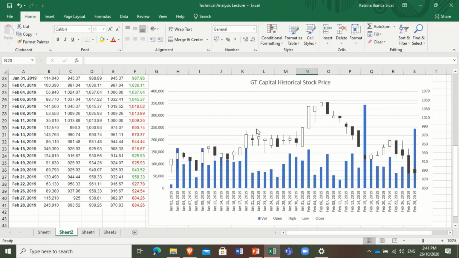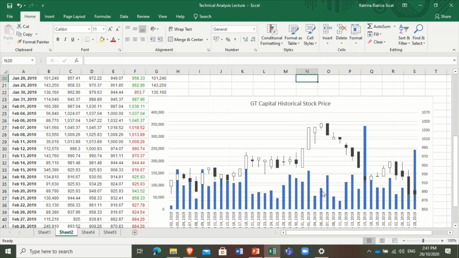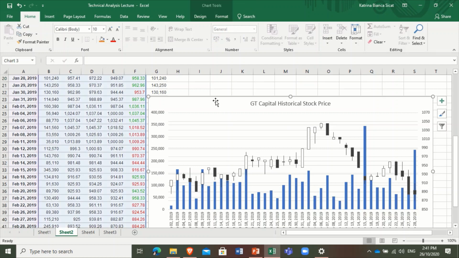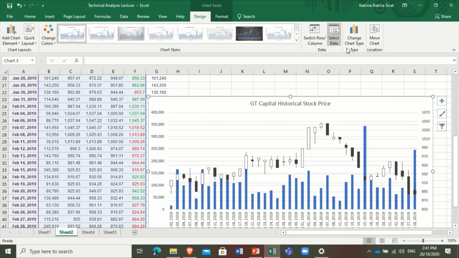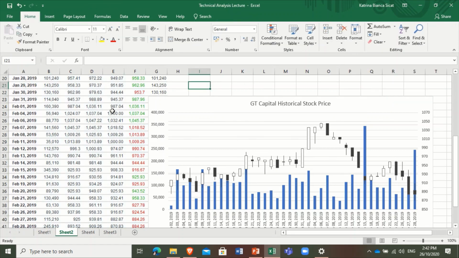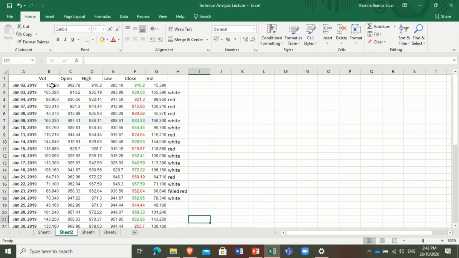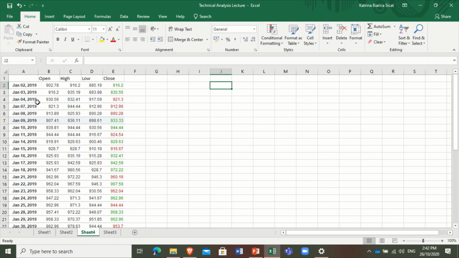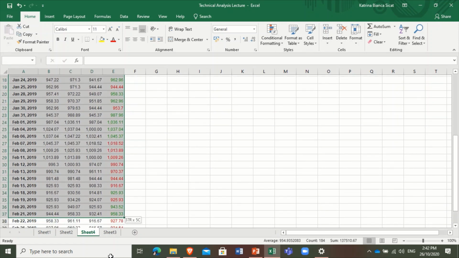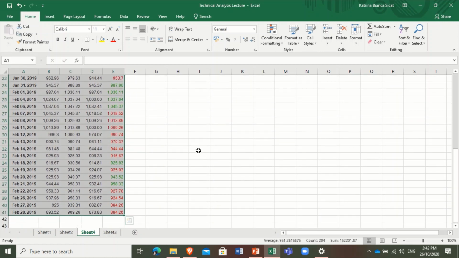So, if you would want to change your graphical presentation, like for example, you don't want to include the volume bar in your chart, pwede naman. You can always change your graph, right? So, pwede naman to. Change chart type. So, kung gusto mong tanggalin yung volume, you can do that just by removing the column of the volume. So, with this example, tinanggal ko na yung volume column.